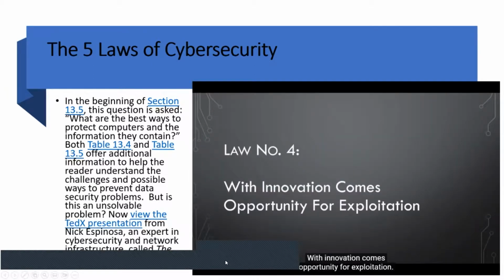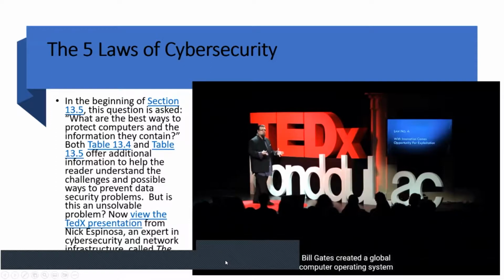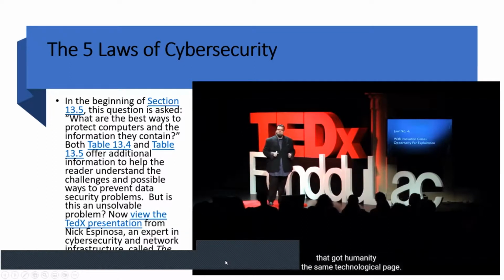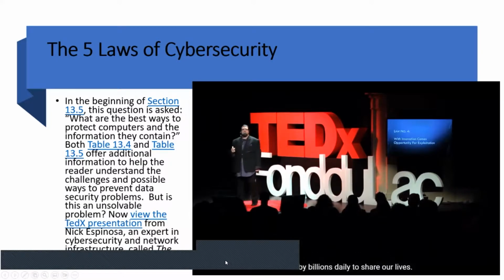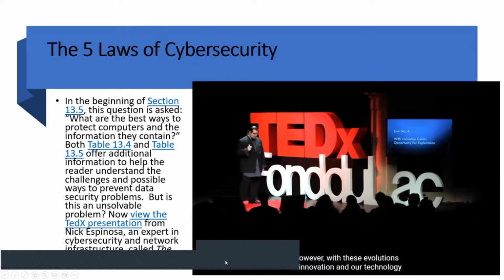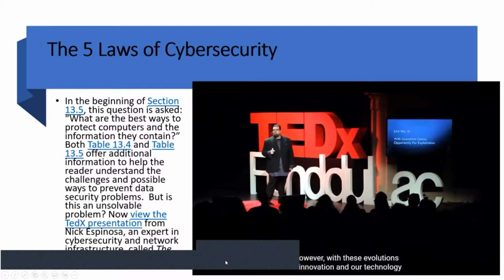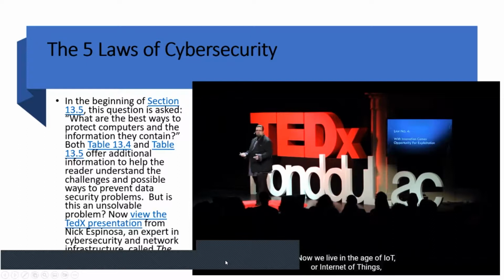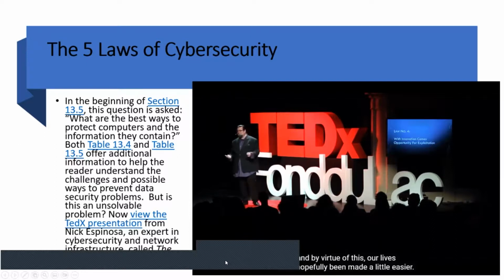With innovation comes opportunity for exploitation. The world is full of brilliant people. Alexander Graham Bell invented the telephone that made the world a whole lot smaller. Bill Gates created a global computer operating system that got humanity on the same technological page. Mark Zuckerberg created a social media platform used by billions daily to share our lives. However, with these evolutions in innovation and our technology come certain exploits. Now, we live in the age of IoT, or Internet of Things, and by virtue of this, our lives have hopefully been made a little easier.